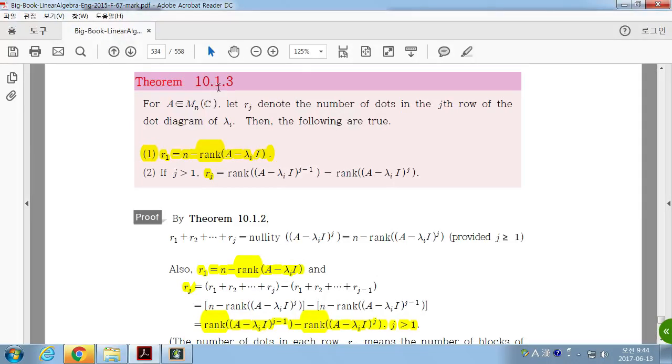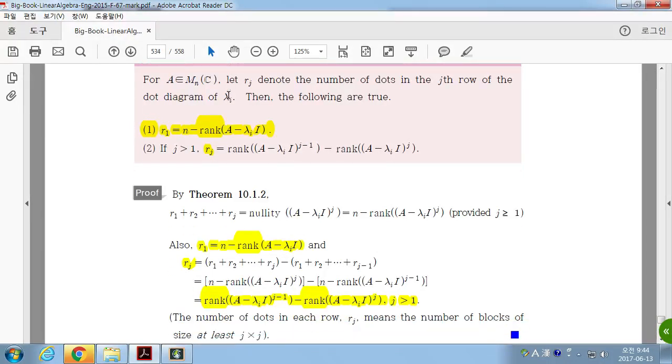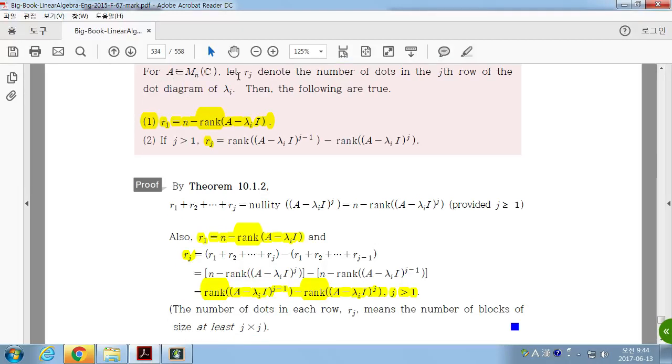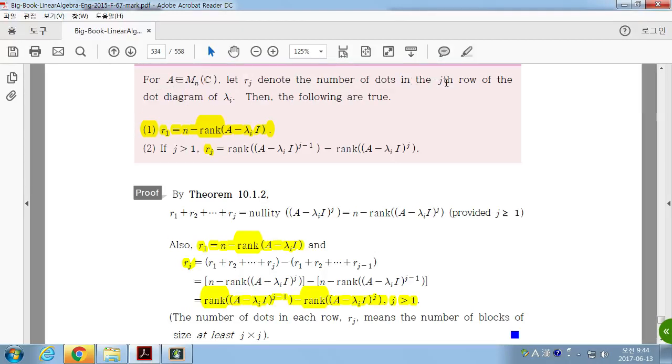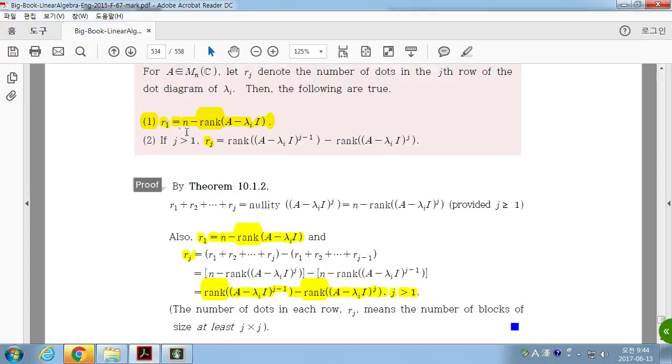Okay, here is theorem 10.1.3 that gives us the Rj's. For the matrix A, let Rj denote the number of dots in the j-th row of the dot diagram of lambda i, then the following are true. First, R1 is equal to n minus the length of A minus lambda I. Okay, that's the number of Jordan blocks.